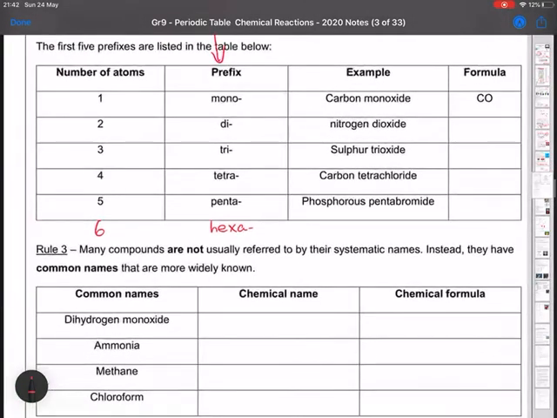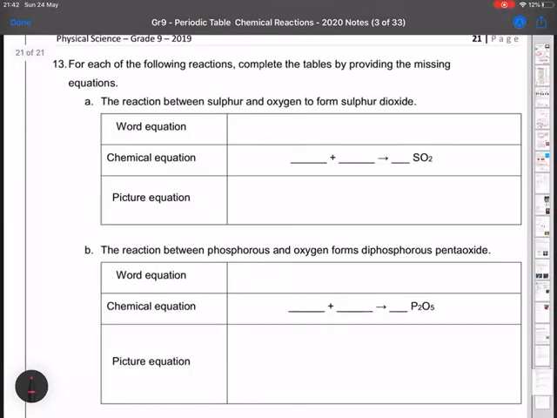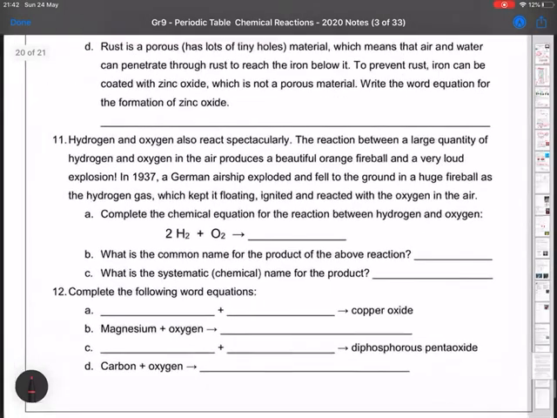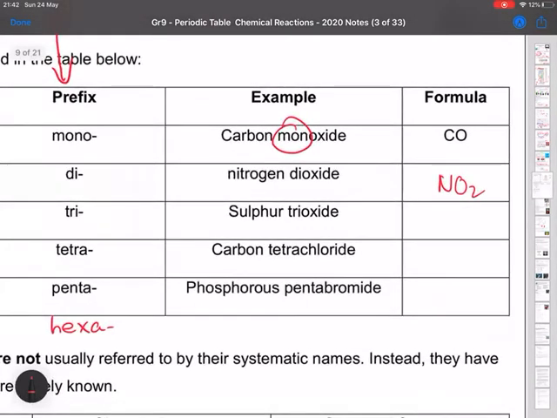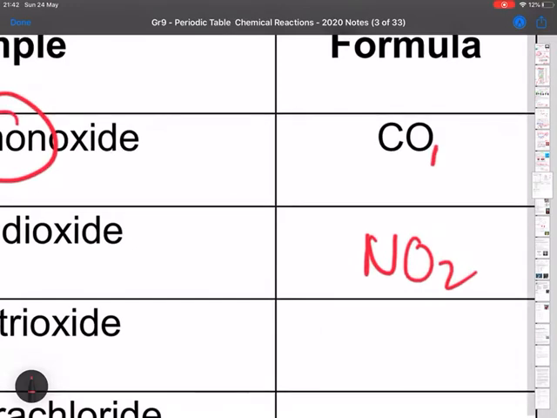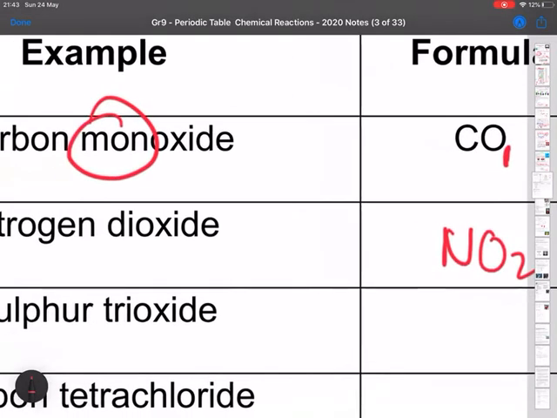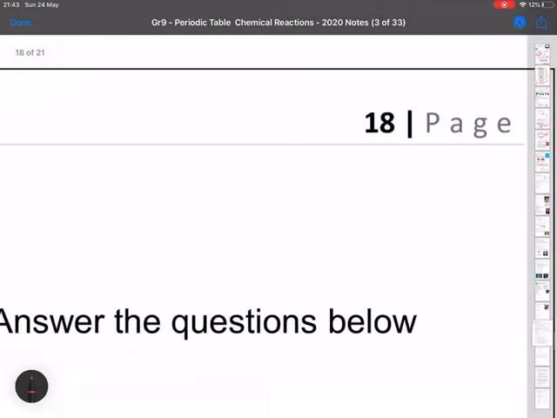An example, so nitrogen dioxide would be NO2. Whereas carbon monoxide, there is an invisible 1 there, so you don't write it, but there is in fact a 1 because of the mono meaning 1. Di means 2, and that's why we've got the 2 by the nitrogen.